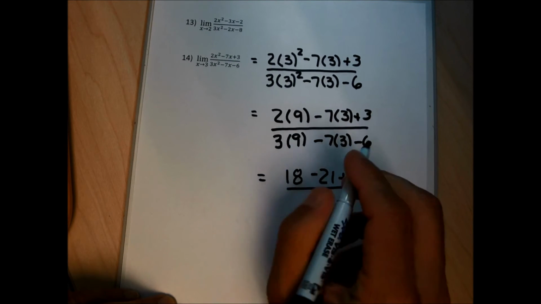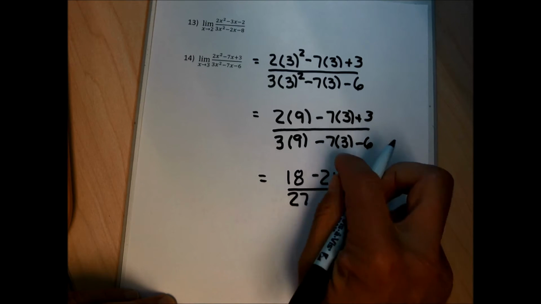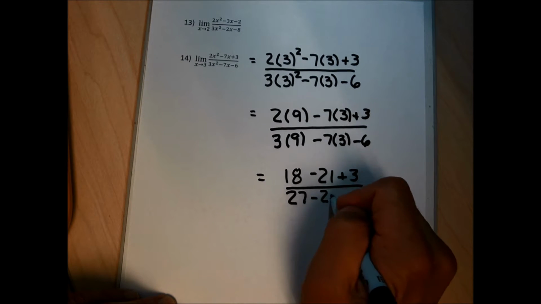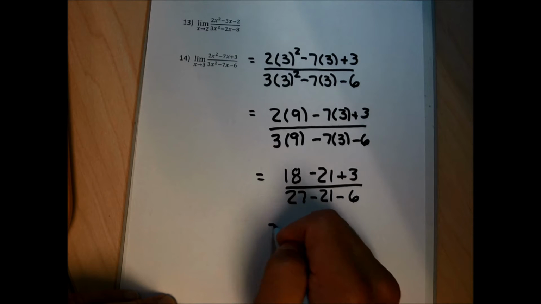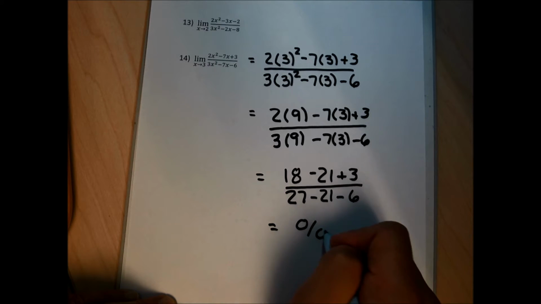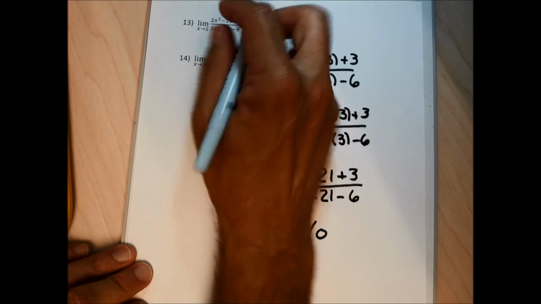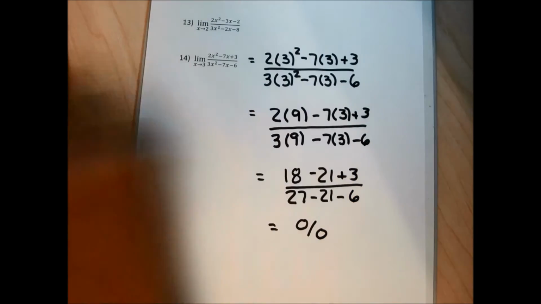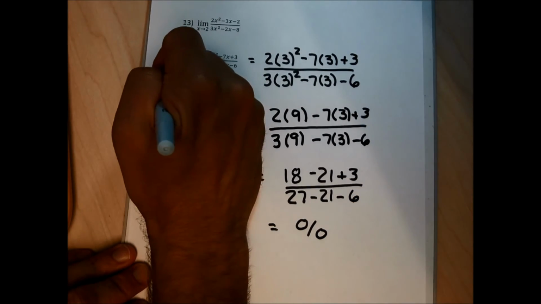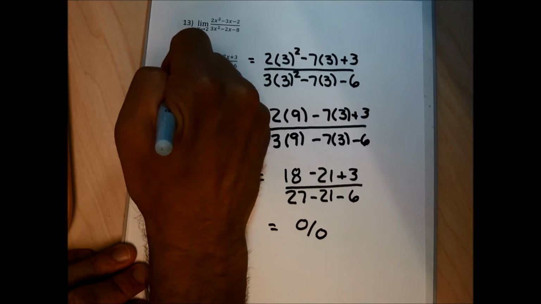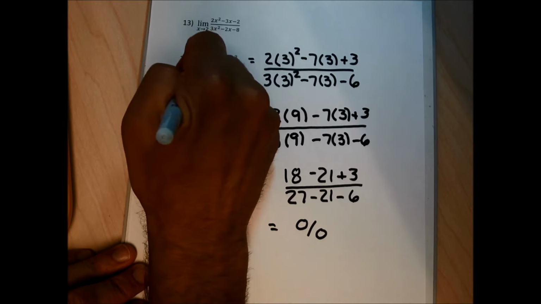In the denominator, 3 times 9 is 27. 7 times 3 is 21, minus 6. This comes out to 0 over 0. That's really unfortunate, but with fractions, when you get 0 over 0, you likely can rewrite the problem to make the limit exist. In order to pull this limit out, I'm going to have to factor both the numerator and the denominator. And because you might be rusty on this kind of factoring, I'm going to do bottoms-up factoring.